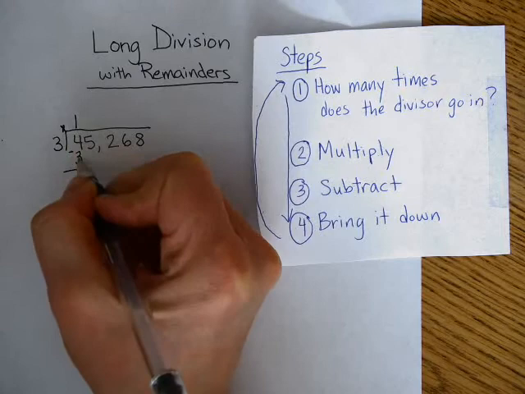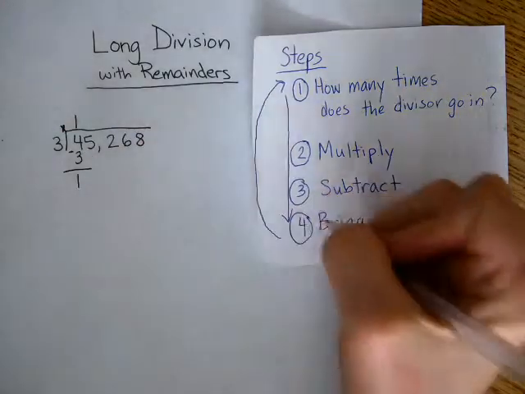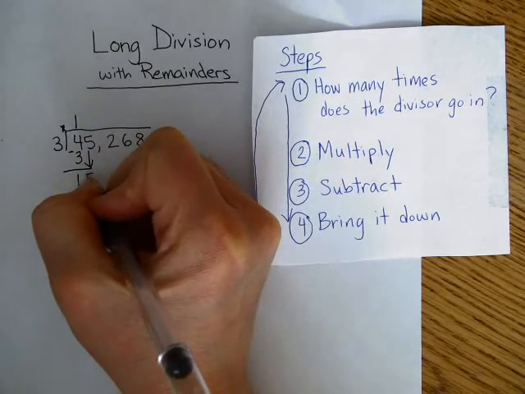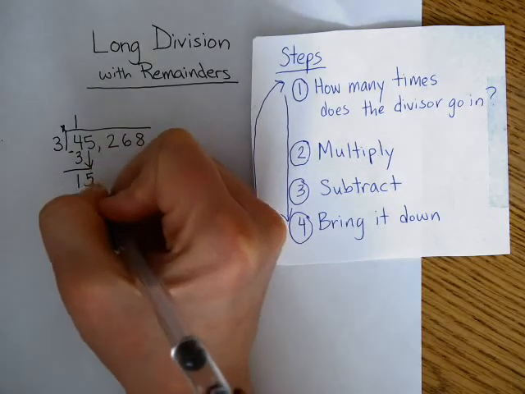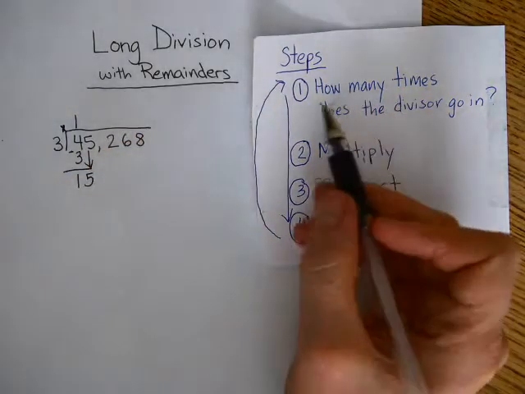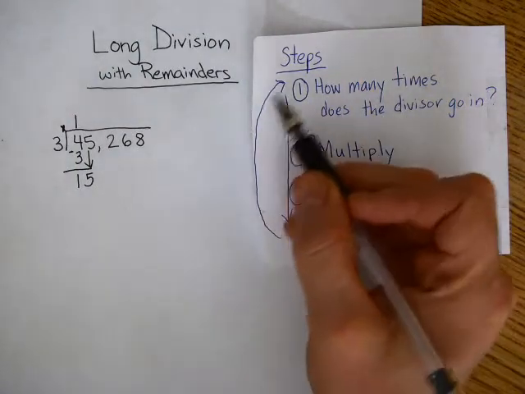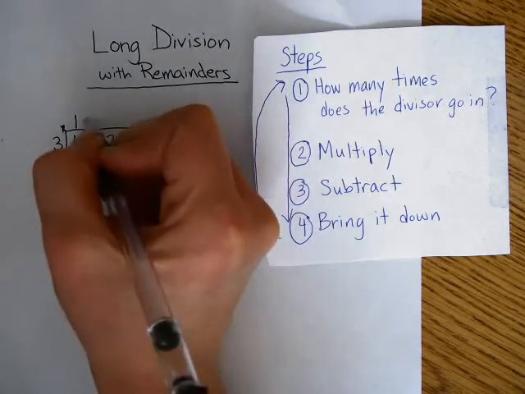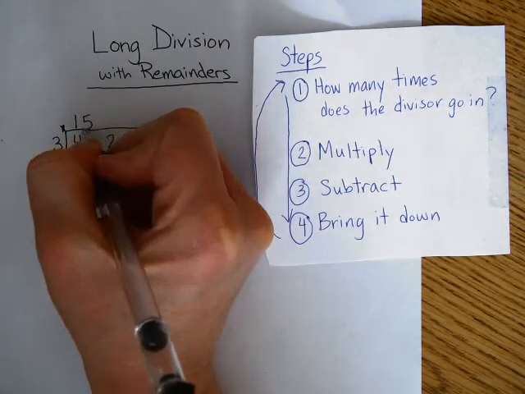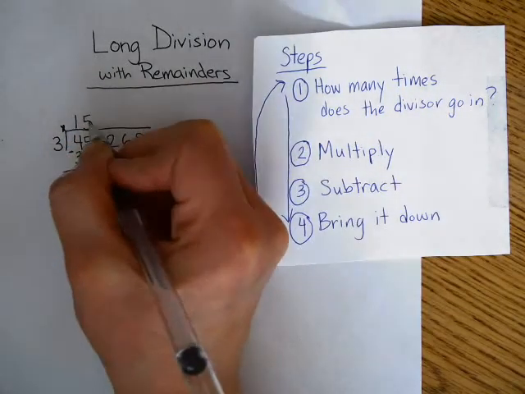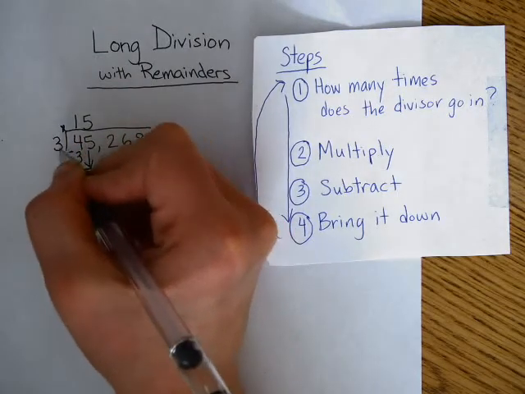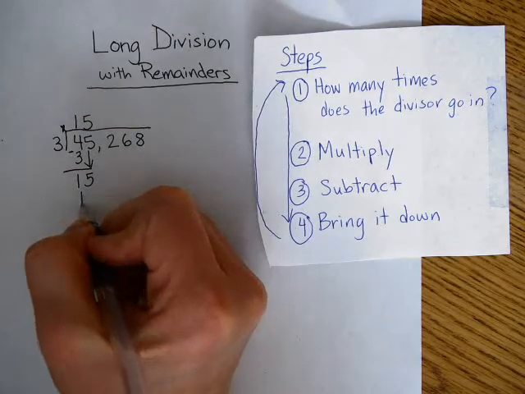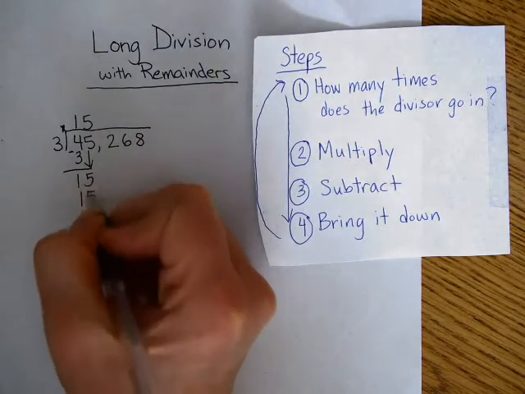Notice how I'm keeping that in a nice straight line. Fourth step is to bring the next number down. So I put a 5, bring the 5 down beside the 1, and I have 15. I go back to number 1, cycle back up. How many times does the divisor go into 15? It goes in 5 times. I multiply. 3 times 5, not 3 times 15, be careful. The number you just wrote. 3 times 5 is 15. Again, I'm keeping it nicely lined up.